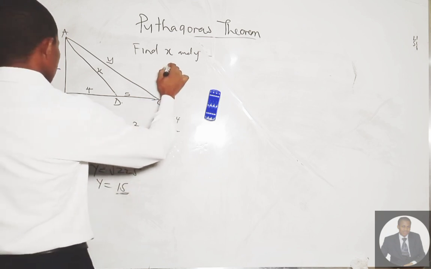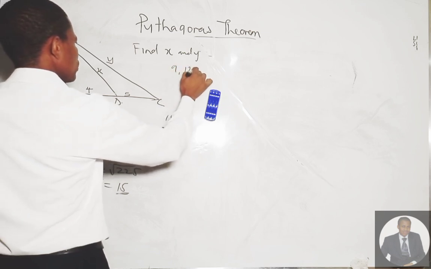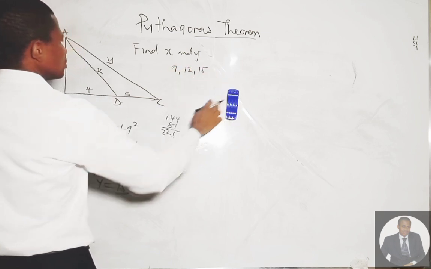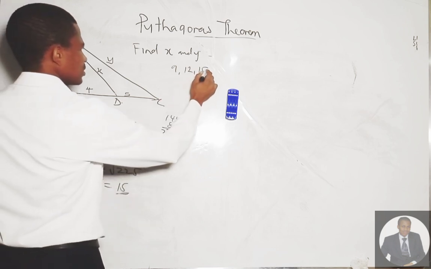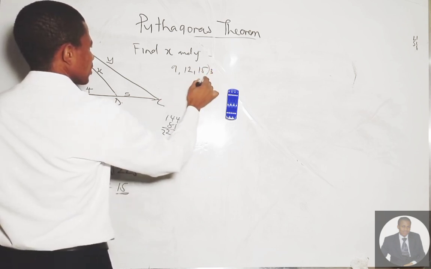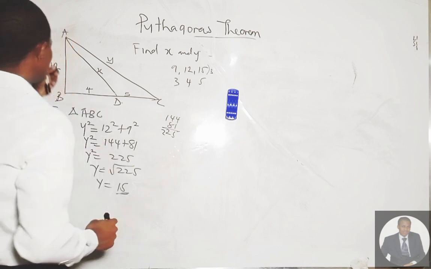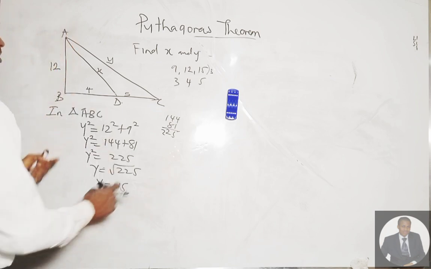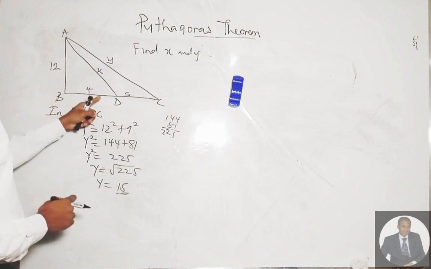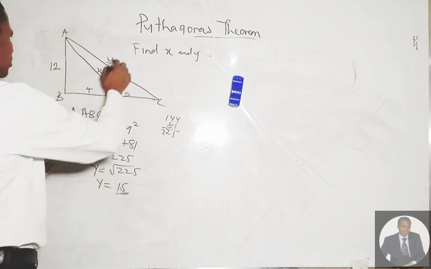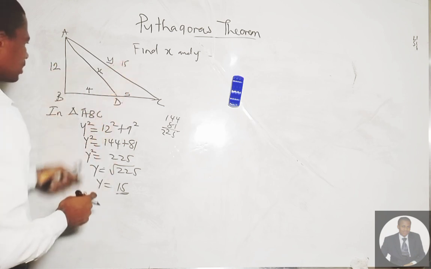So we have 9, 12, 15. This looks like a Pythagorean triple. If we divide this by 3, it gives us 5, 4, 3. So this is an example of a Pythagorean triple: 9, 12, 15.